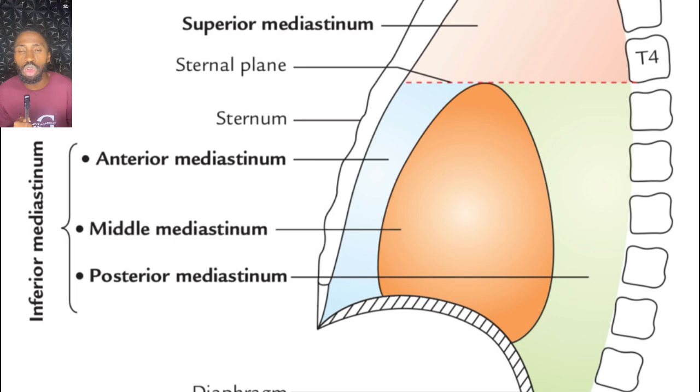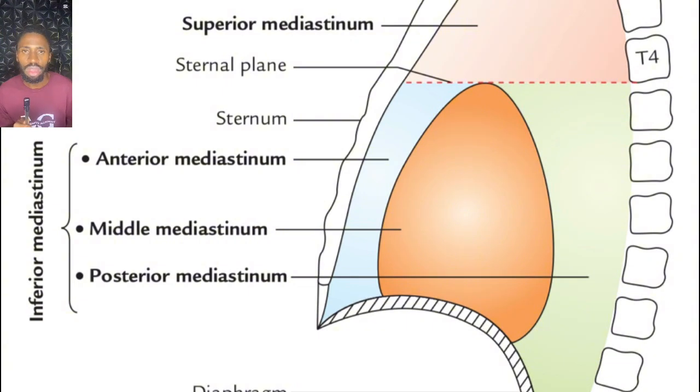Don't forget. Going into the inferior mediastinum, I told you the inferior mediastinum is subdivided into what? We have the anterior, the middle, and the posterior mediastinum. So moving to the first one, which is the anterior mediastinum. The anterior mediastinum is a part of the inferior mediastinum.